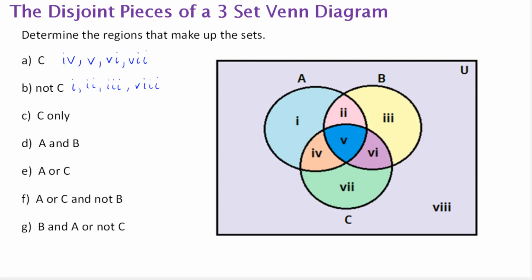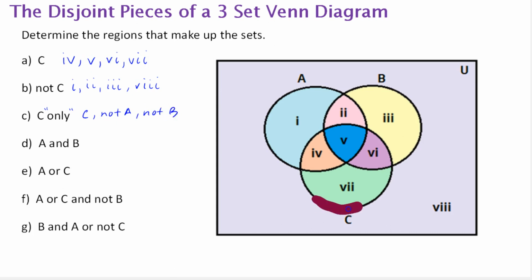Let's look at the next one. Now we're asked for the region that represents C only. So that means you're in C, but you're not in A or B. So C only means C, not A, not B.